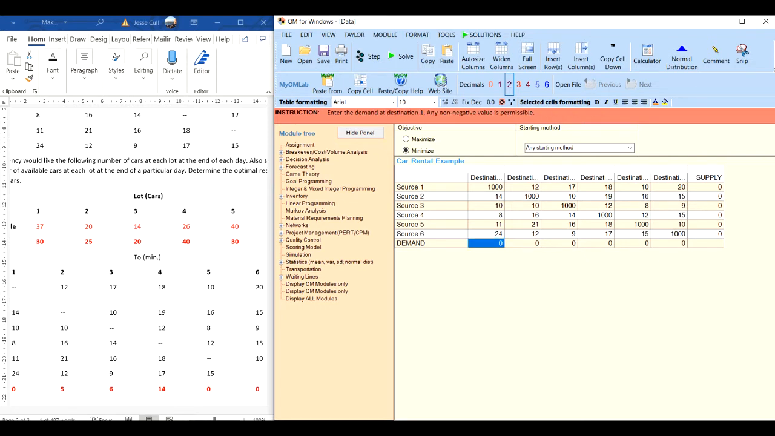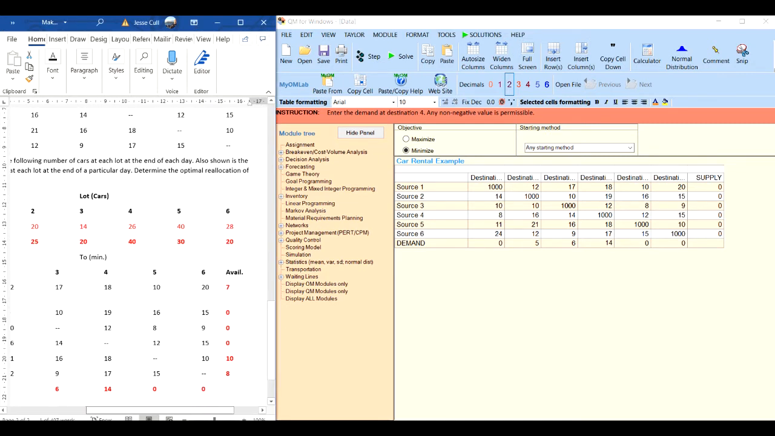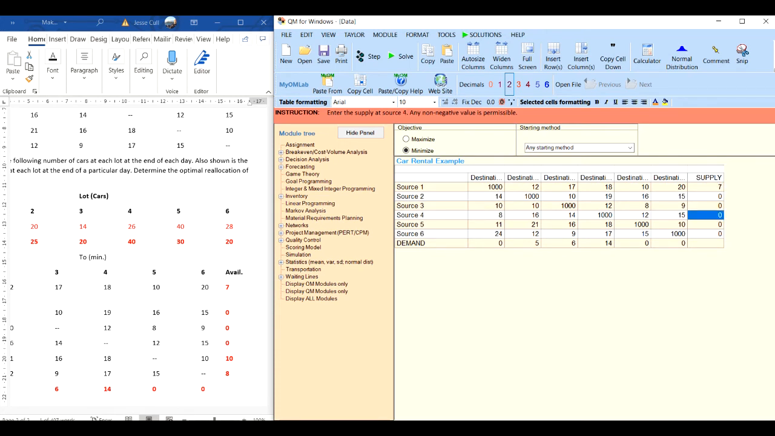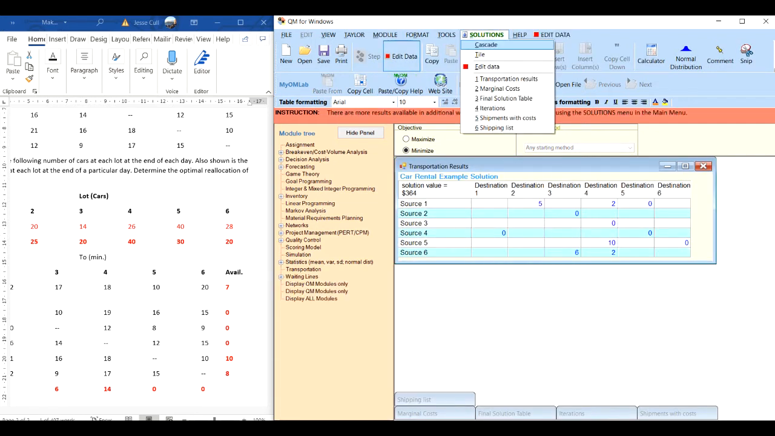We'll make demand 0, 5, 6, 14, 0, 0, and again 7, 10, 8. We see here that 25 are supplied, 25 are demanded. So this is a balanced equation. All we have to do is hit solve, and we see here that the total time traveled is 364 minutes.